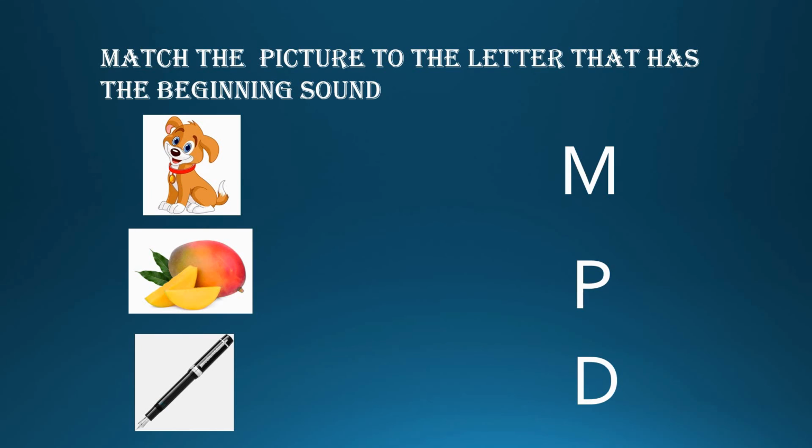So first, the picture of a dog. So we will match D, dog. D, D, dog. Second, M, mango. Third, P, P, pen. So children, have you got it? Now let's see the next.